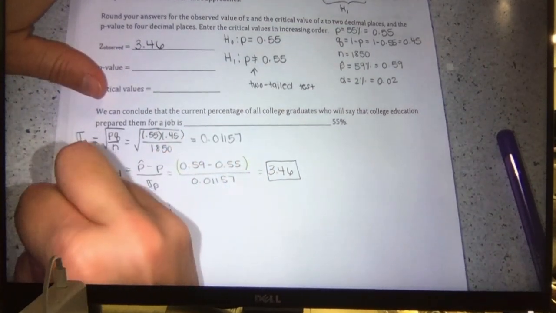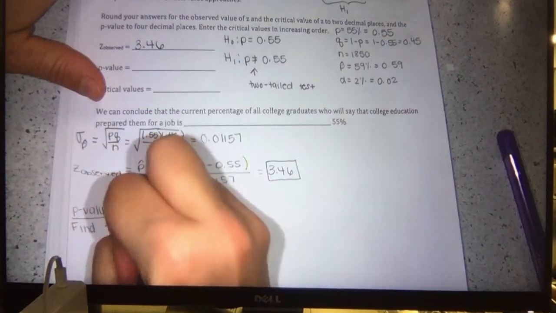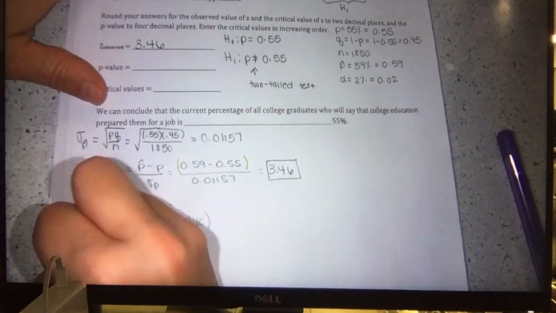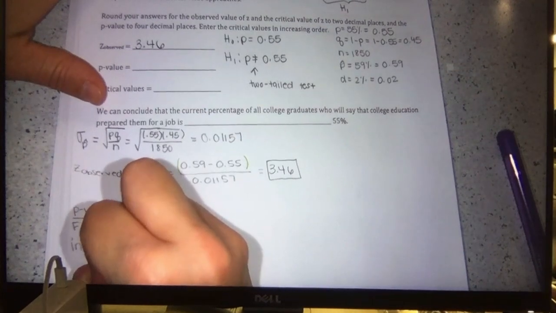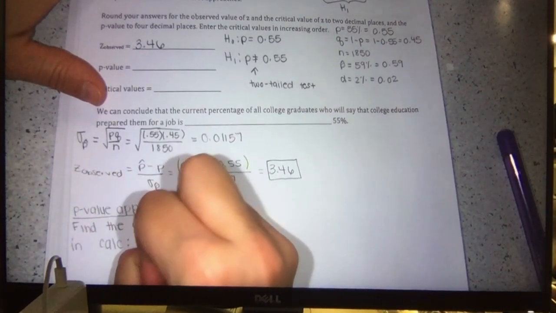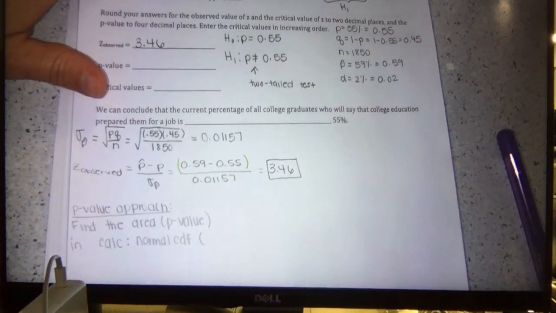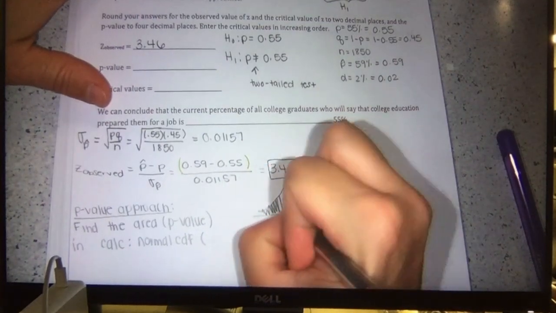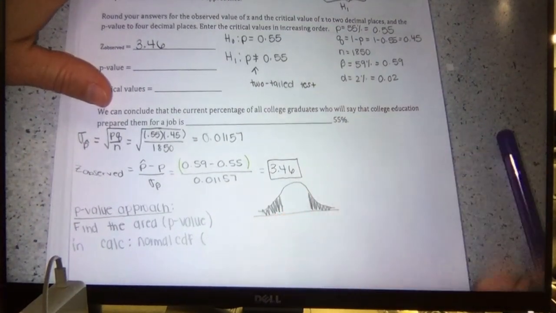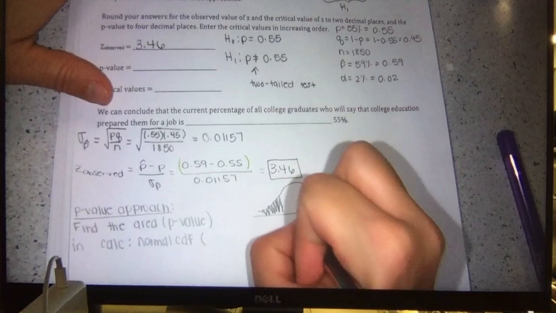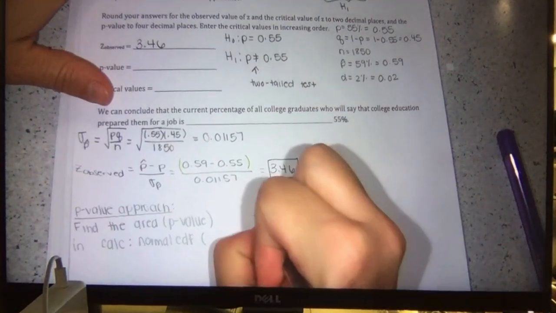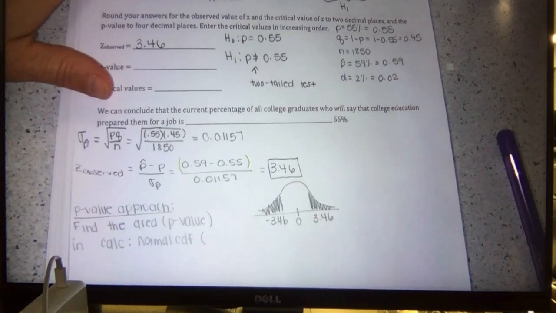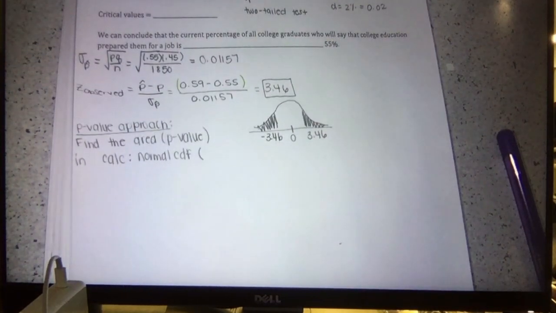Which means find the area, which is our p-value. So just like we did on previous tests, our area in our calculator is going to be the normal CDF. I need to do my left bound, right bound, all that good stuff, so let's draw a quick graph. We know it's going to be a two-tailed test. We know this is 3.46, so that means this has to be negative 3.46. So if I find one of them, I can multiply it by 2 to find all of the area. So let's use this one.